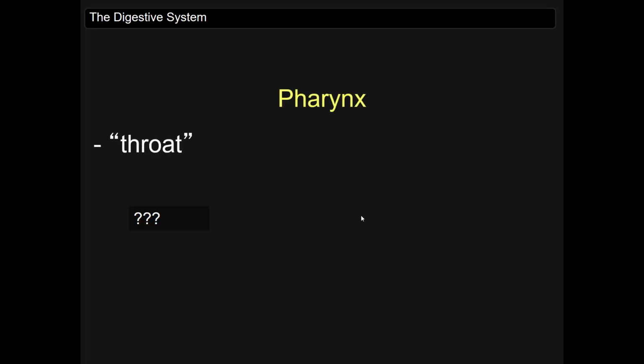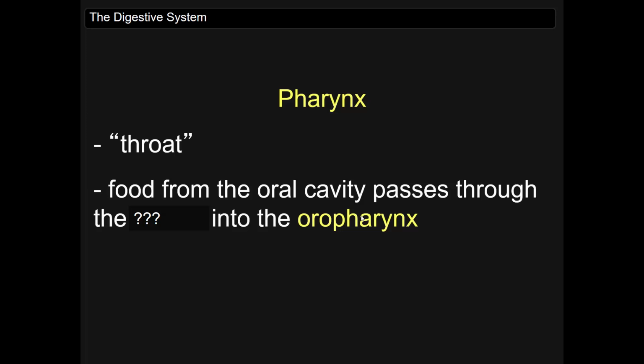Alright, this part should be a review. We have the pharynx. Pharynx is our anatomical word for the throat. And we've already talked about the different parts. We had the nasopharynx, we had the oropharynx, we had laryngopharynx.